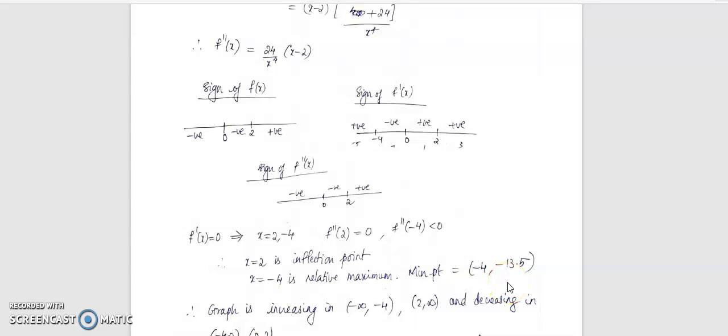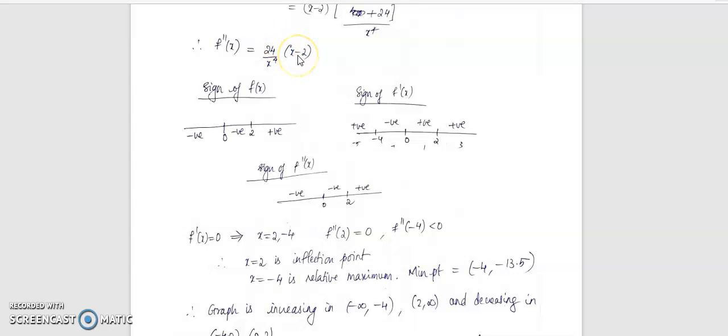Okay, sorry, this is the maximum point. Please make that correction. The minimum point is the maximum point. So the maximum point is minus 4, minus 13.5.